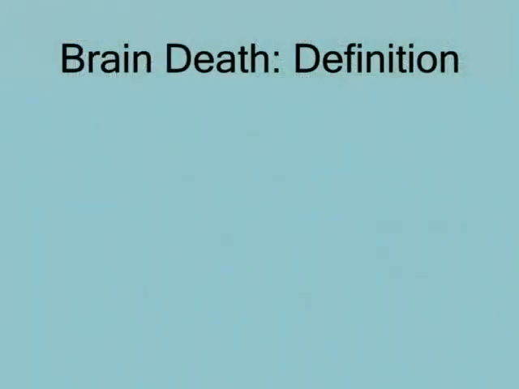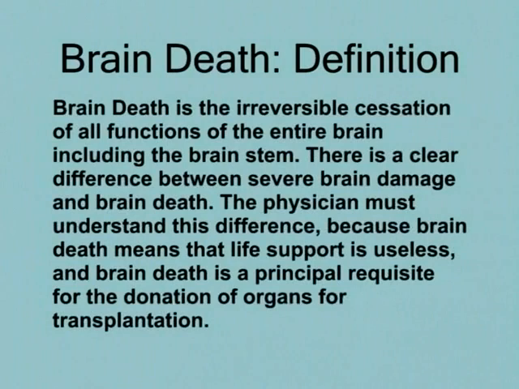The following information is consistent with the practice parameters of the American Academy of Neurology and the most updated versions of the University of New Mexico Hospital protocols for the determination of brain death and the UNMH policy on organ and tissue donation. Brain death is defined as the irreversible cessation of all functions of the entire brain, including the brainstem. There is a clear difference between severe brain damage and brain death. The physician must understand this difference because brain death means that life support is useless, and brain death is a principal requisite for the donation of organs for transplantation.